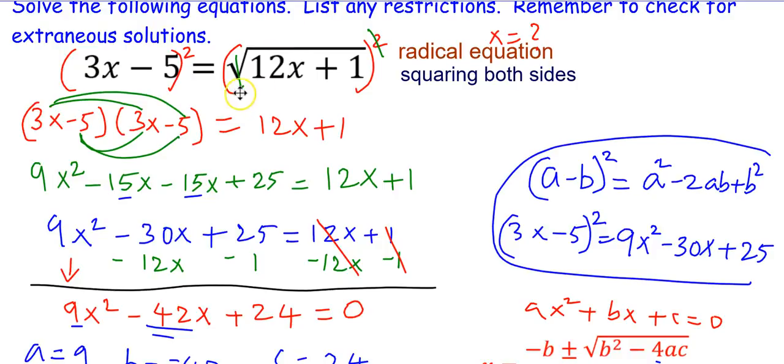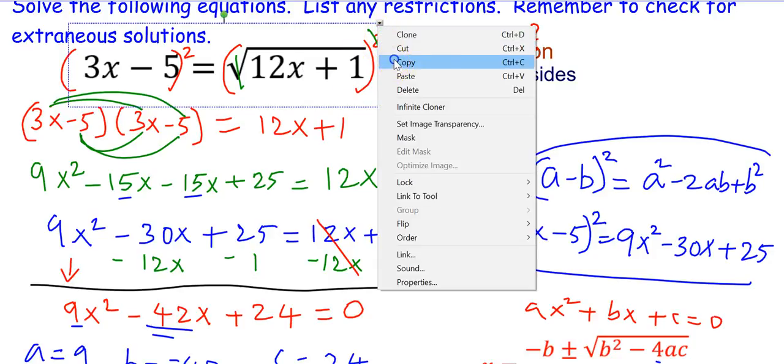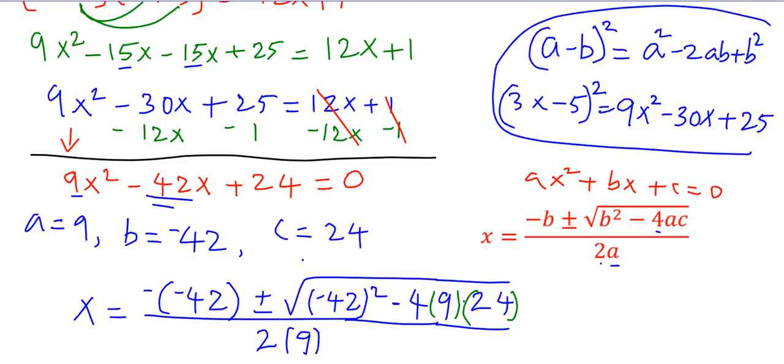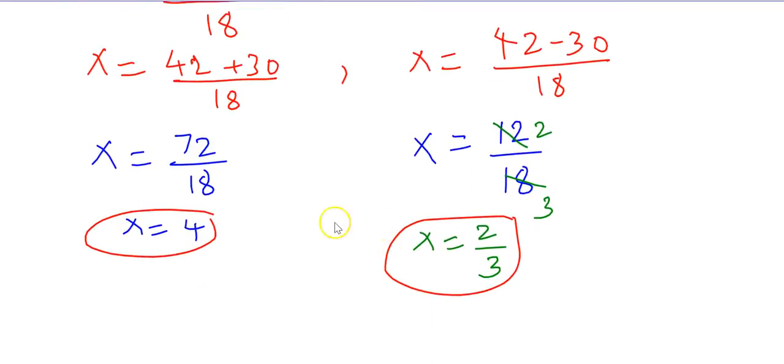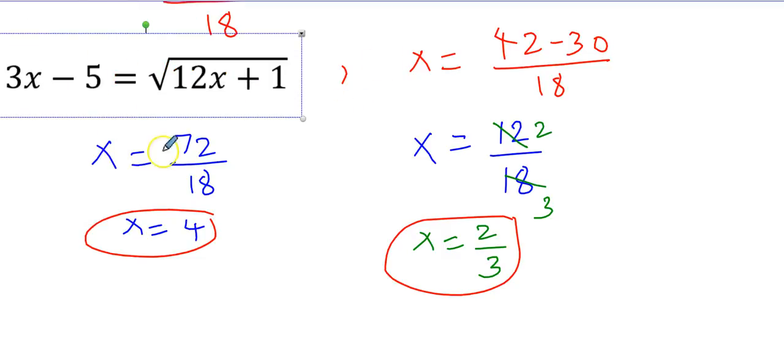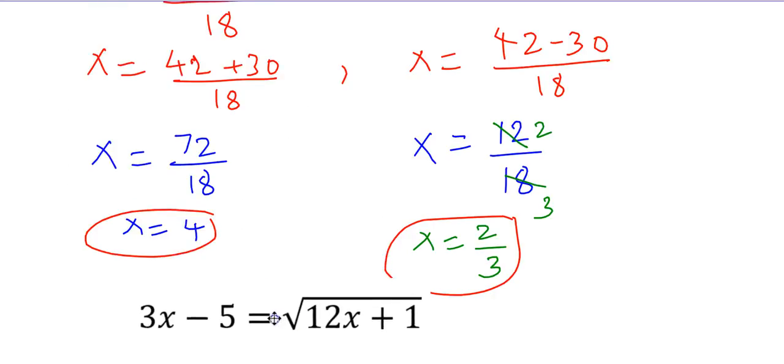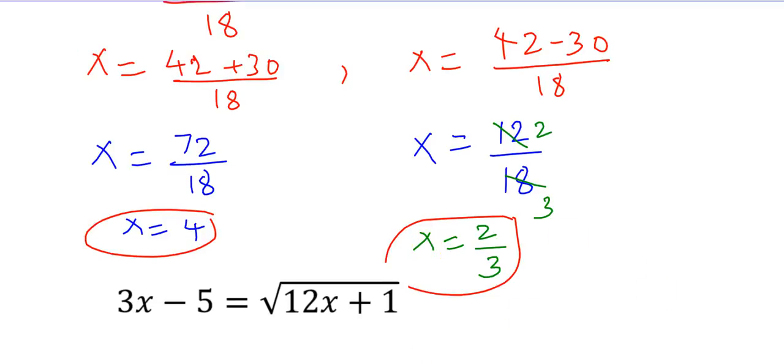3x minus 5 is equal to the square root of 12x plus 1. So now we have to verify that these two solutions are true, valid, that they are not extraneous. That thing I have to check. Let us substitute x equal to 4 and then x equal to 2/3.